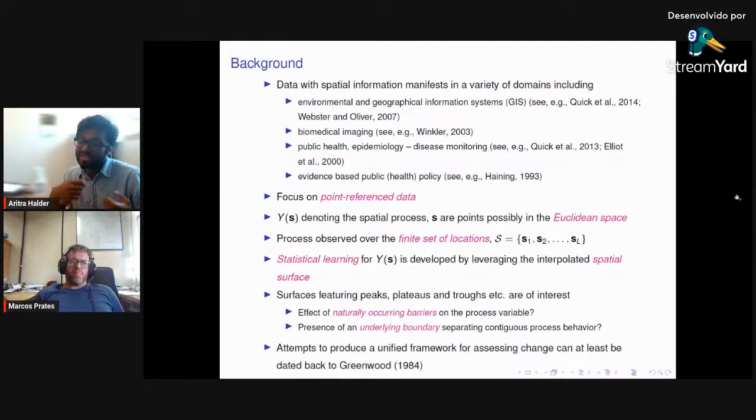Now, our interest, like we said before, is basically on these naturally occurring boundaries. It may be mountain ranges, it may be rivers, it may be a boundary that we have constructed, right? So we want to understand the effect of this on the response. Is a lower dimensional structure within a two-dimensional space affecting a response that is manifesting over this two-dimensional space, right? So of course, like I said, attempts have been made to understand, quantify, and build a unified framework which characterizes smoothness for such spatial processes, right?